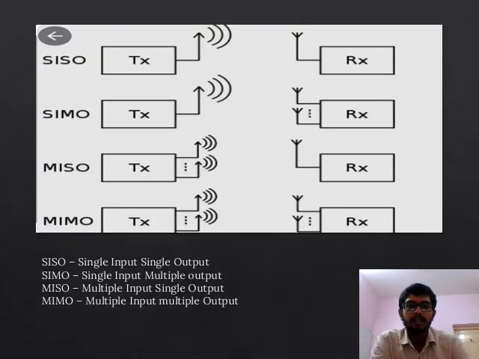In this diagram, we study SISO, SIMO, MISO, and MIMO. SISO is single input and single output, on both the transmitter and receiver side. In SIMO, there is a single input at the transmitter and multiple outputs at the receiver. MISO is multiple input and single output: the transmitter has multiple inputs and the receiver has a single output. MIMO is multiple input, multiple output. The transmitter and receiver both have multiple inputs and multiple outputs.